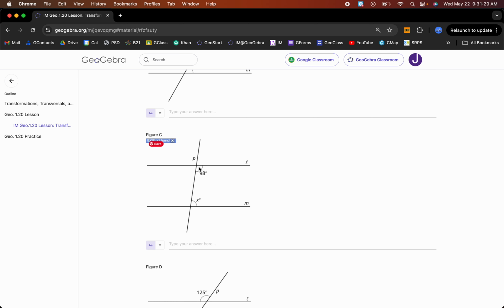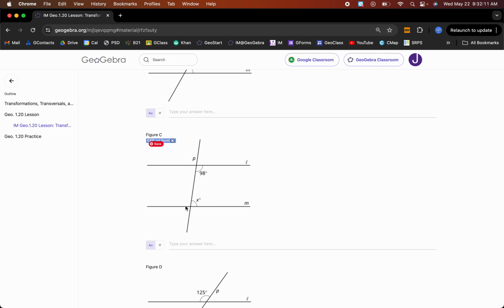Okay, this one, we have two parallel lines once again, and we have this one. These are not alternate interior because if it was alternate interior, it would be this one and this one. But this one is the same as this one, right? This inside one here is the same as this one over here. So that means this is going to be 98. But if you think about this angle here going all the way across, this has to be 180, right? Because this is a straight line.